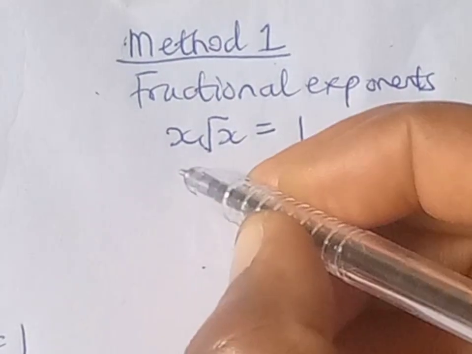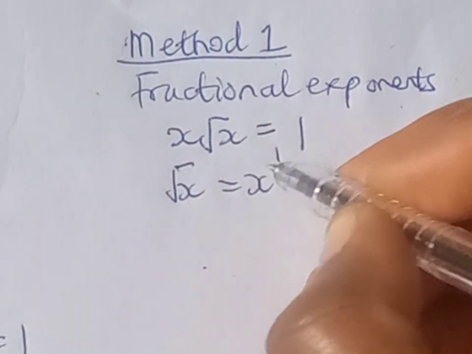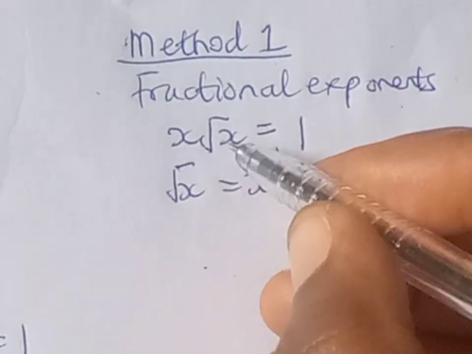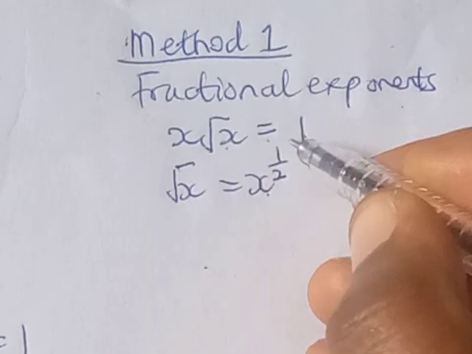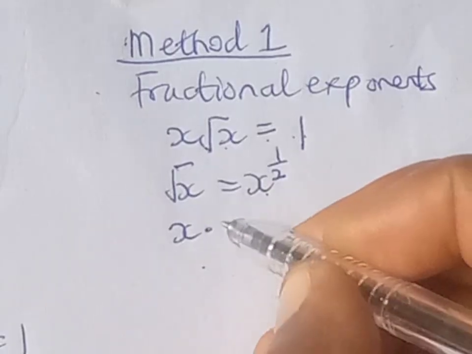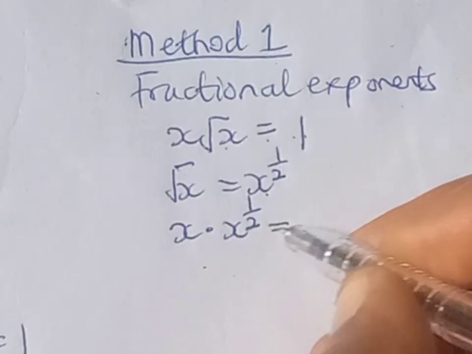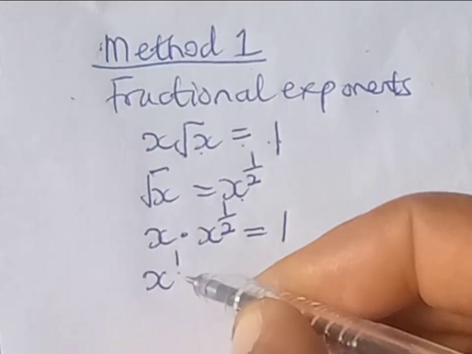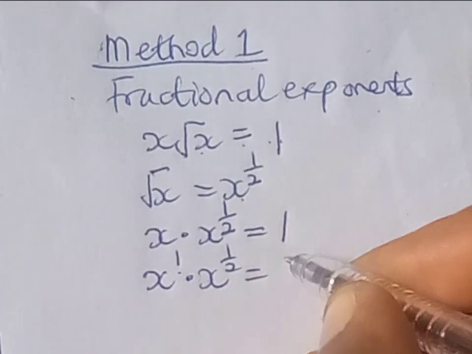So we can rewrite our root x as what? x raised to the power 1 over 2. Now our equation says x root x equals 1. Now let's substitute this into our equation. That is x times x raised to the power 1 over 2 equals 1. That means x raised to the power 1 multiplied by x raised to the power 1 over 2 equals 1.